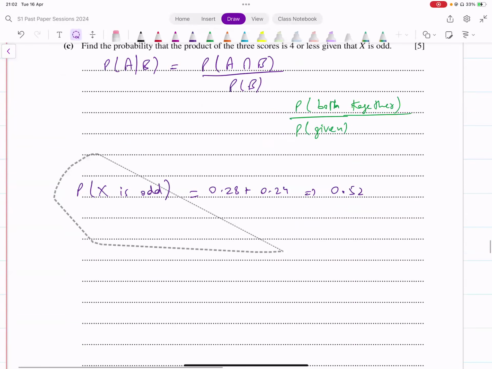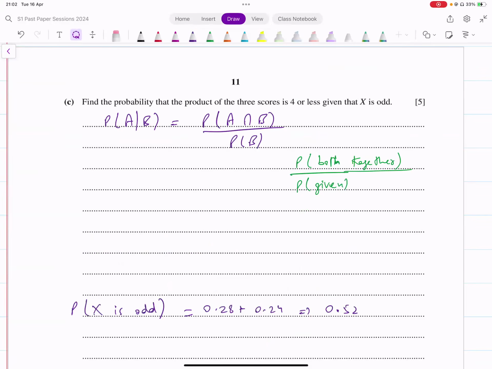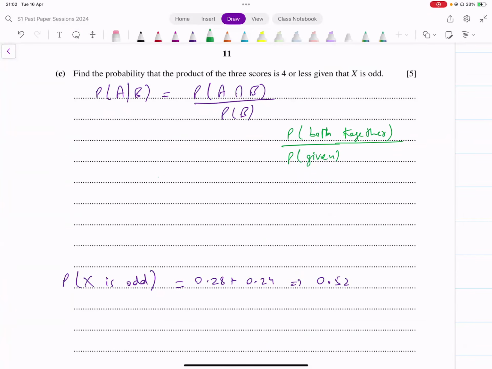Let me actually write the formula here. So what you want is, in the numerator, you would have probability of X odd and what's the second condition? Score is 4 or less. Product is less than or equal to 4. Both of these conditions have to be met. In the denominator, you have that x is odd. So we have found the denominator. The probability of the denominator is 0.52. Okay.